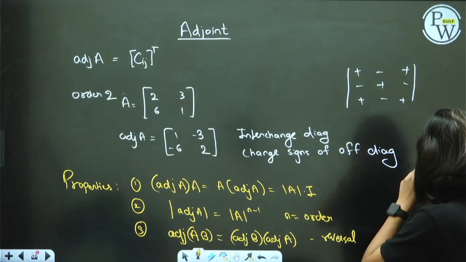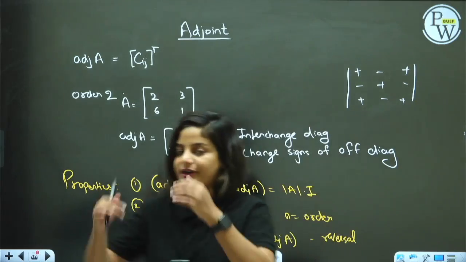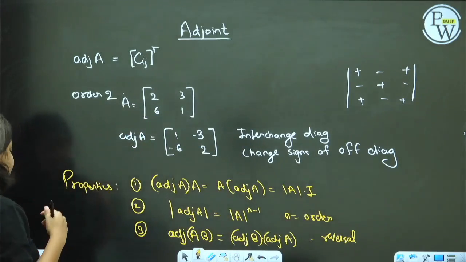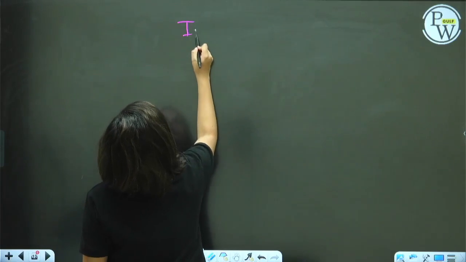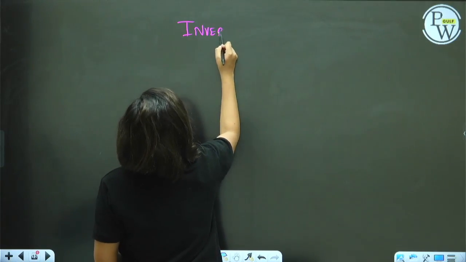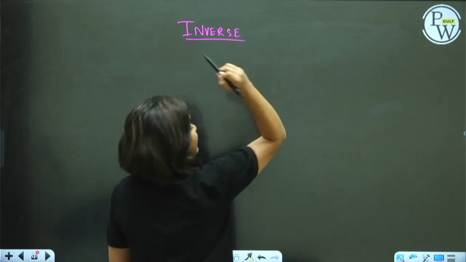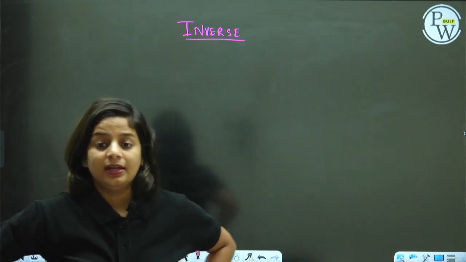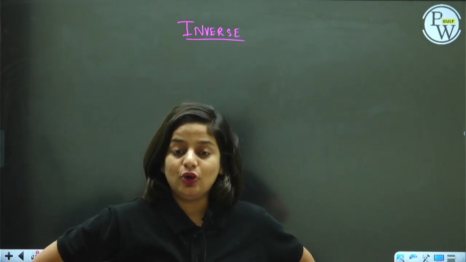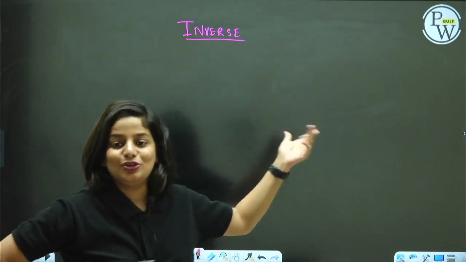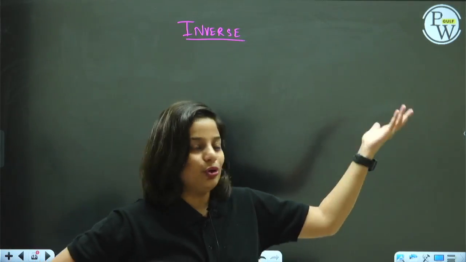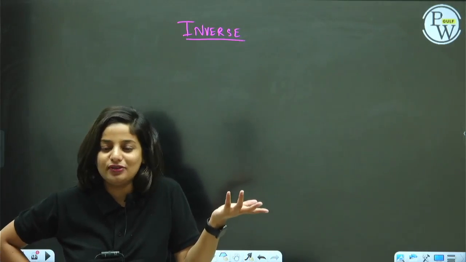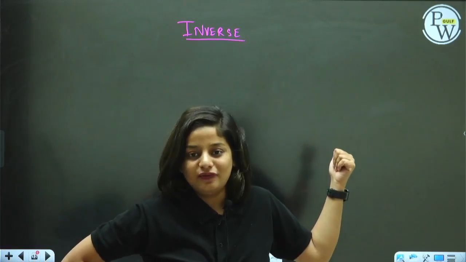Next one, after adjoint. We use this adjoint to find the inverse of a matrix. Now, inverse we have found in the matrix chapter also. What is the difference here and there? Which one is easier? It depends. If it's order 2, both are easier. Elementary transformation is also very easy, and this method is also very easy in determinants.